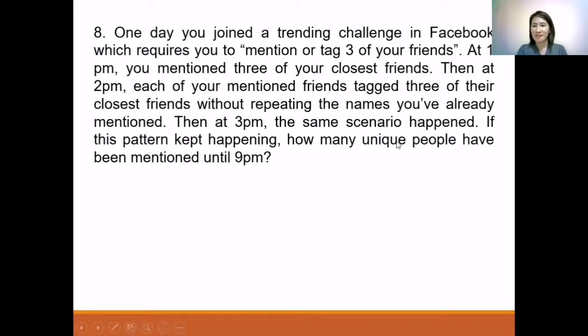Number 8. Okay, this is quite long, but it's easy for us to solve. One day you joined a trending challenge on Facebook, which requires you to mention or tag 3 of your friends. At 1 p.m., you mention 3 of your closest friends. Then at 2 p.m., each of your mentioned friends tags 3 of their closest friends without repeating the names you've already mentioned. Then at 3 p.m., the same scenario happened. If this pattern kept happening, how many unique people have been mentioned until 9 p.m.?